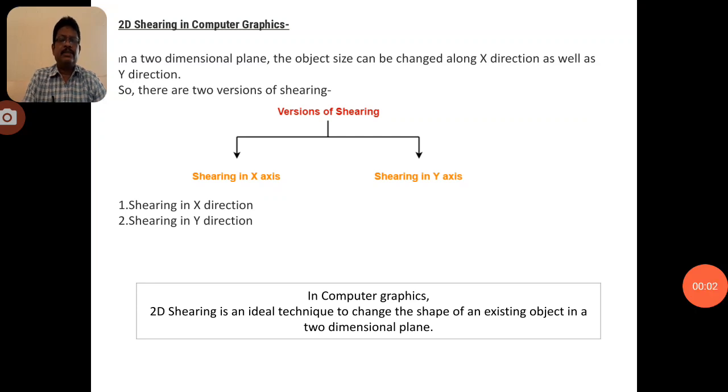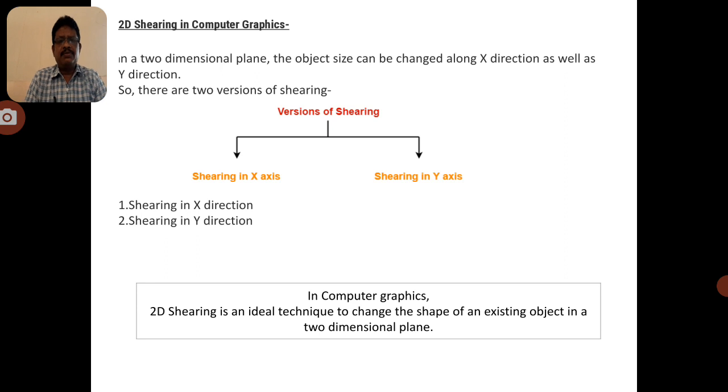Hi student, today I am going to discuss the last transformation technique in 2D. That is 2D shearing. Shearing takes two concepts: shearing in the x-axis and shearing in the y-axis. 2D shearing is one of the techniques to change the shape of an object in a two-dimensional plane.